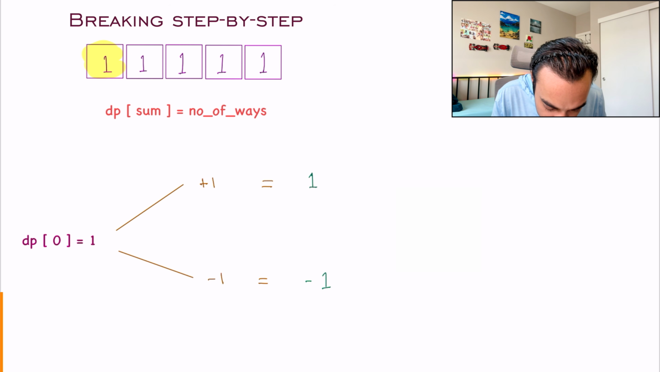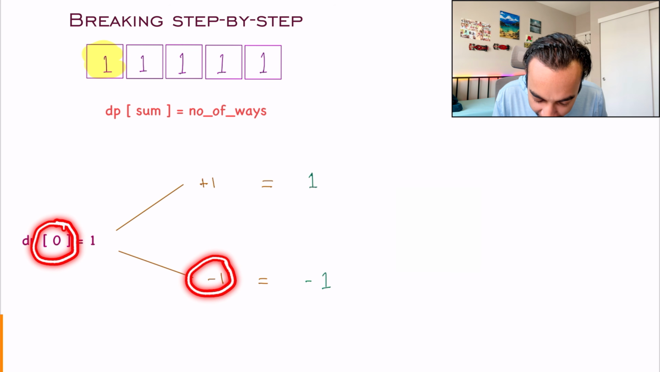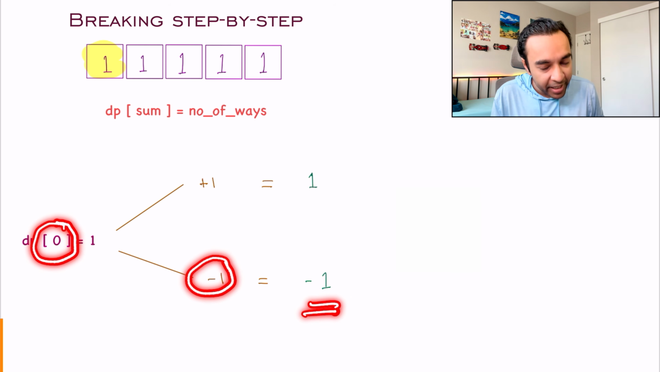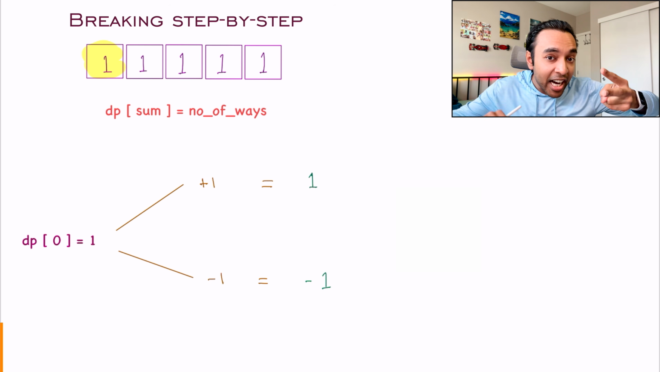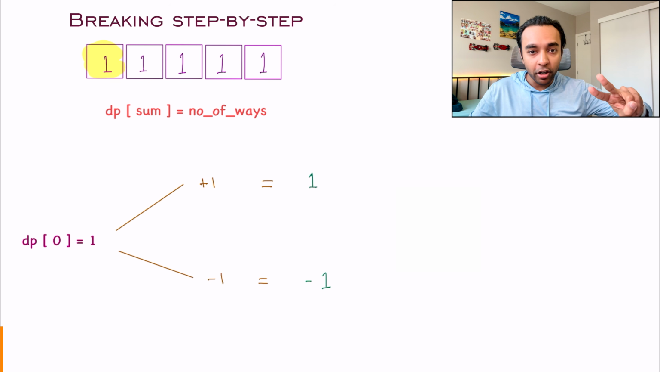So to find it out, the current sum was 0 and then if you add a 1, then the new sum will be 1, correct? And now if the current sum was 0 and you subtract a 1, the new sum will be minus 1. So these are the two new sums that you have got.